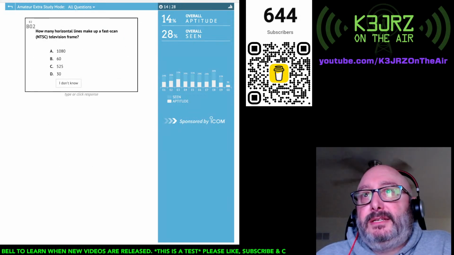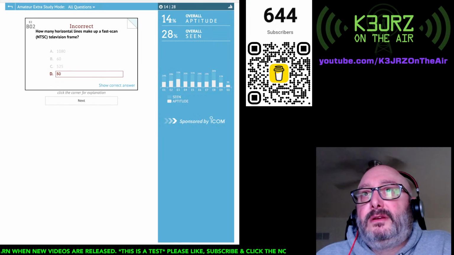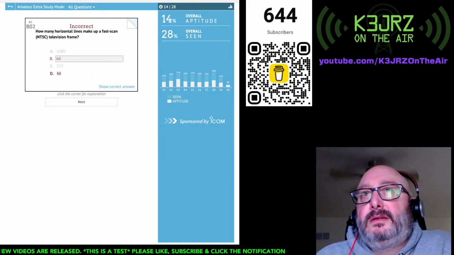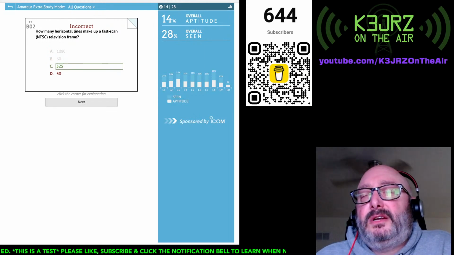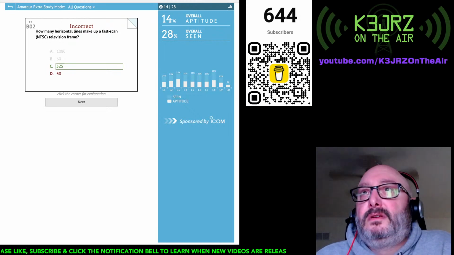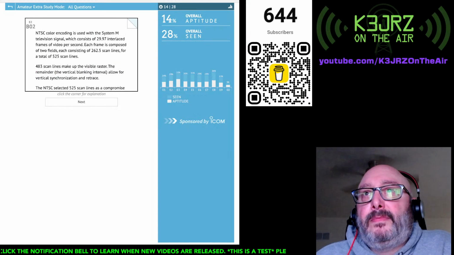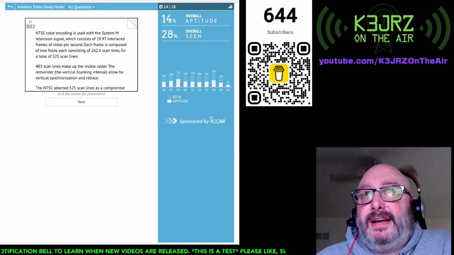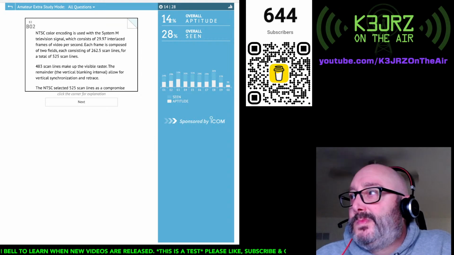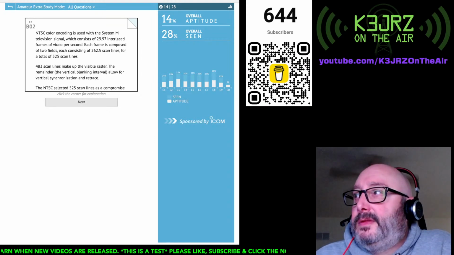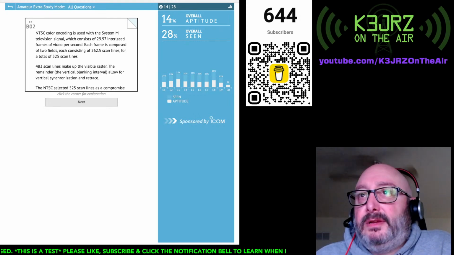How many lines? I know this is 30. Wait, what? 525 horizontal lines. Oh, it's frames I was thinking of. God damn it. The circle thing is the clue at the end. I don't know.